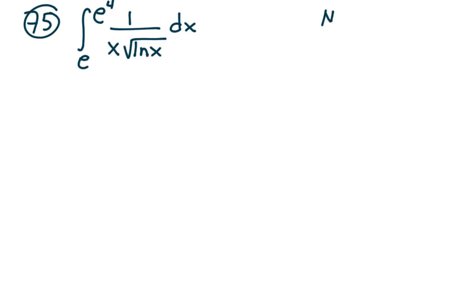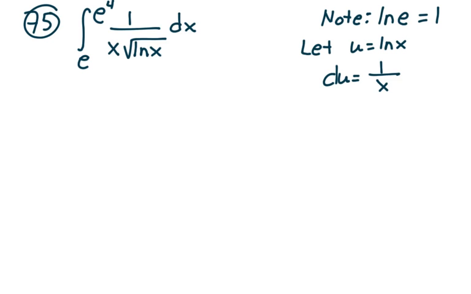Now, one quick note here. The natural log of e is equal to 1. We're going to need that. Now, I'm going to let u equal natural log of x. So, one thing again I want to reiterate is we're transforming an integral from something in terms of x to something in terms of u. Okay? Now, du is 1 over x dx.